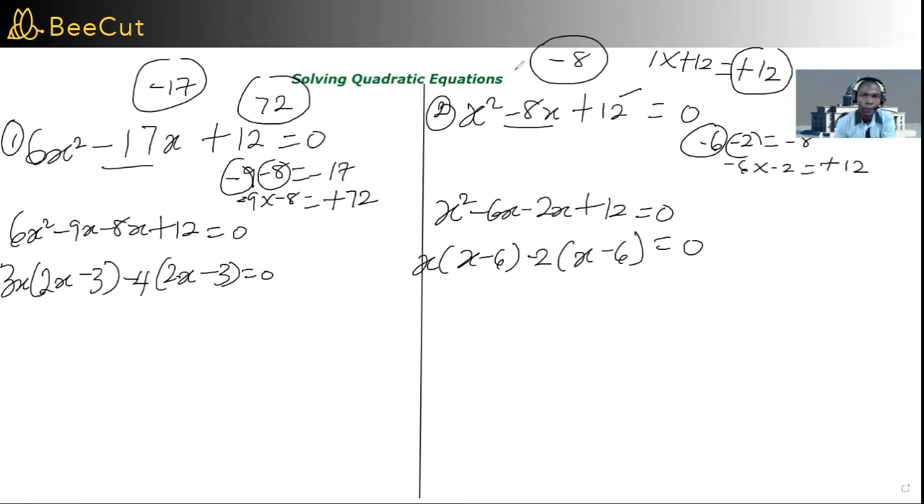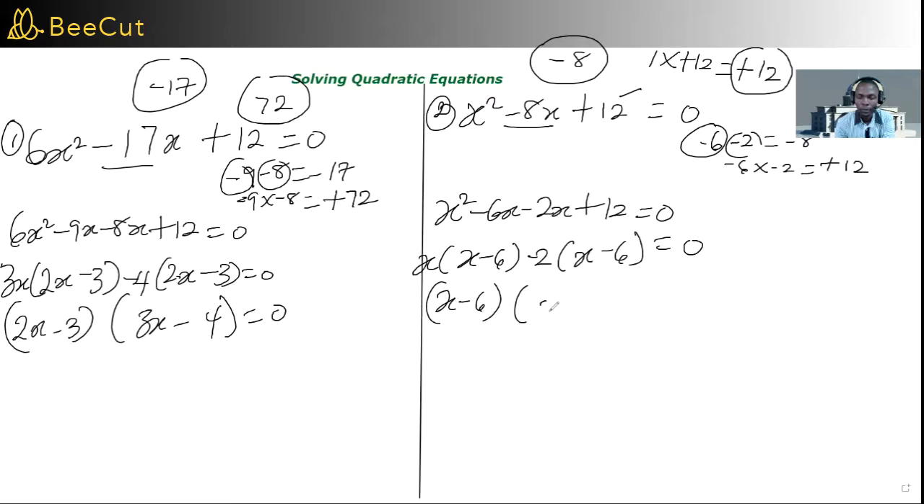So for this side now, I can say, what is common to this side and this? I have 2x minus 3 common. So 2x minus 3 into what remains here? 3x, then minus 4 equal to 0. Then on the other side, I have x minus 6 common. So x minus 6 into x minus 2 is common.